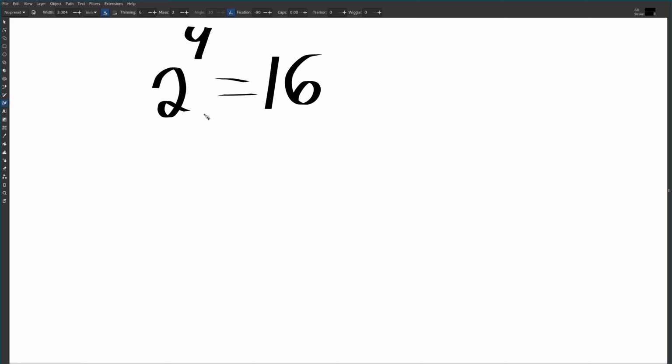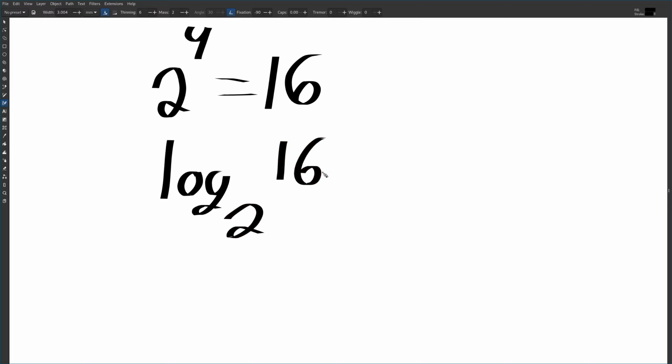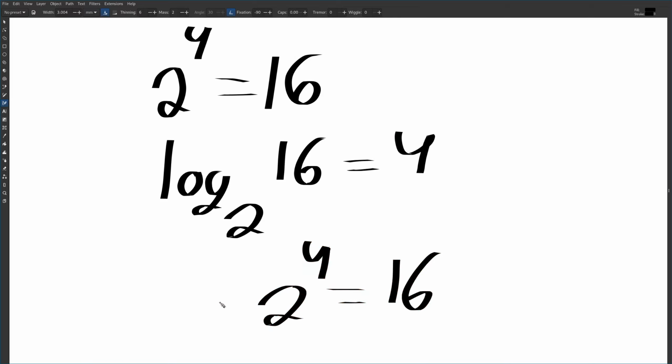So it's basically asking the opposite question, which we can write as log base 2 of 16 is equal to 4. And the way I like to read this is, how long does it take for 2 to get to 16? And this tells us it takes 4 steps exponentially. So 2 to the power of 4 is equal to 16, and we get back to this original equation.